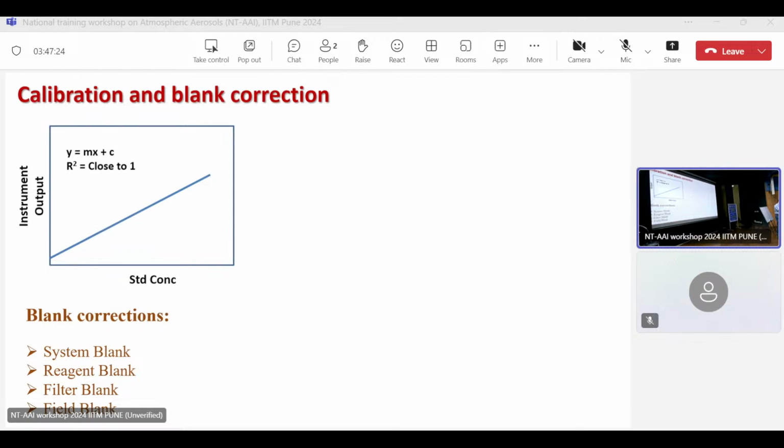Then we are using some filter. R square.